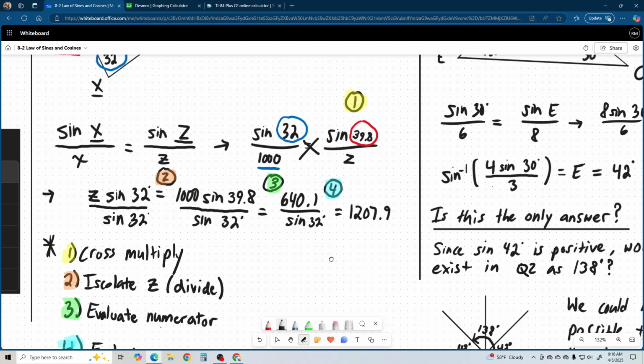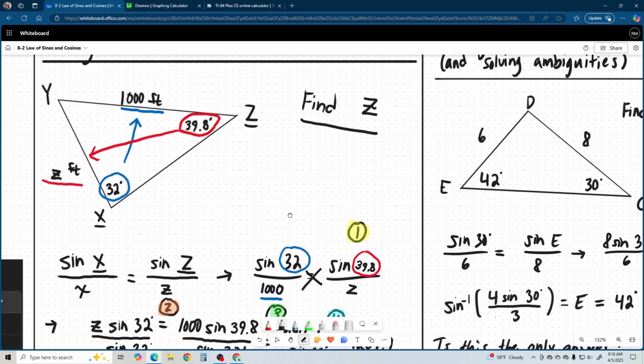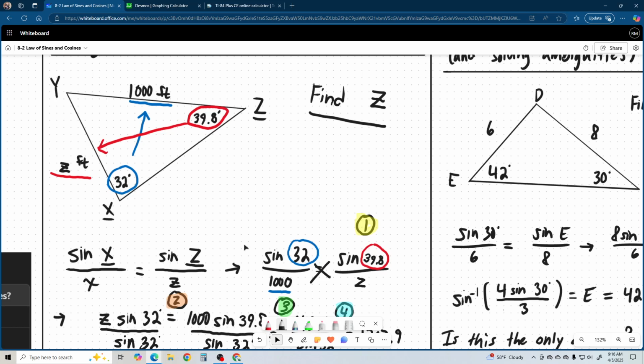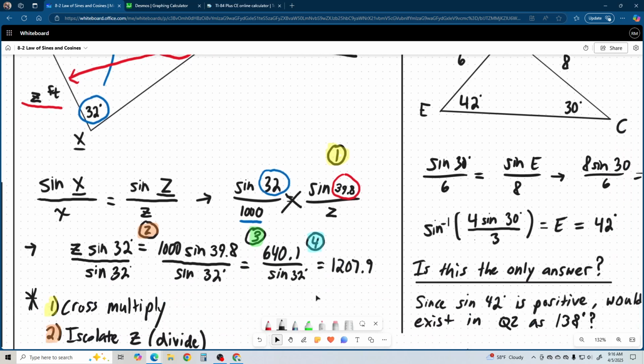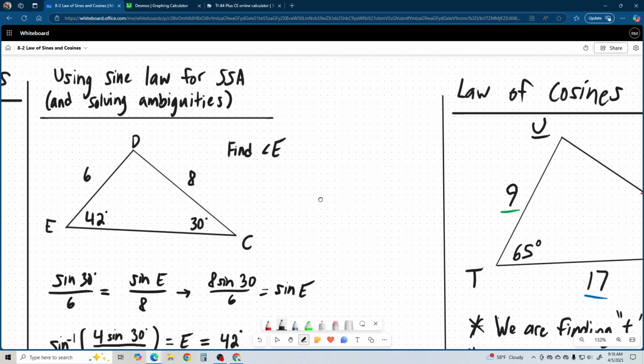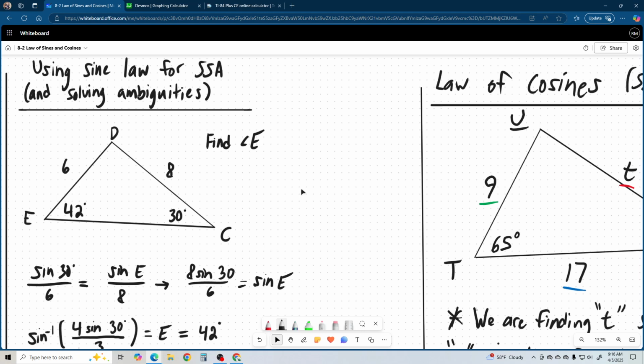Easy enough, that's it. That's law of sines, right? It's not super complicated. The most complicated part is plugging it in and making sure that you're doing the algebra correctly, right? But once you get a hang of that, it's really not too bad. And you can do these problems usually pretty quickly. All right, so using sine law for side, side, angle, and solving for ambiguities.